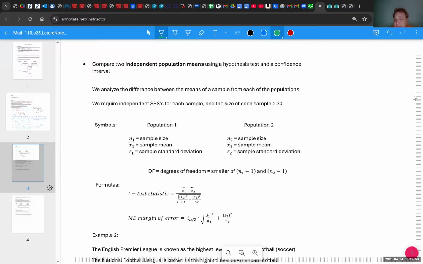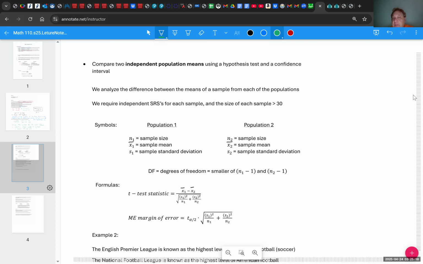We also have the degrees of freedom. You may remember that from before using t-tests. And we just had the degrees of freedom always being one smaller than the sample size. We have two different sample sizes here. We have N1 and N2. So for the degrees of freedom, you just take the smaller of the two. So you look at N1 minus 1, N2 minus 1, and you take the smaller of those two.